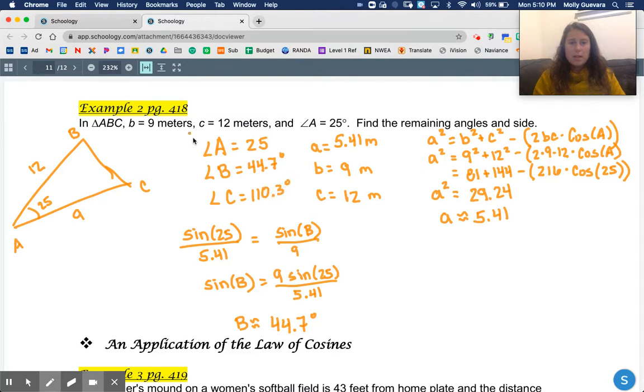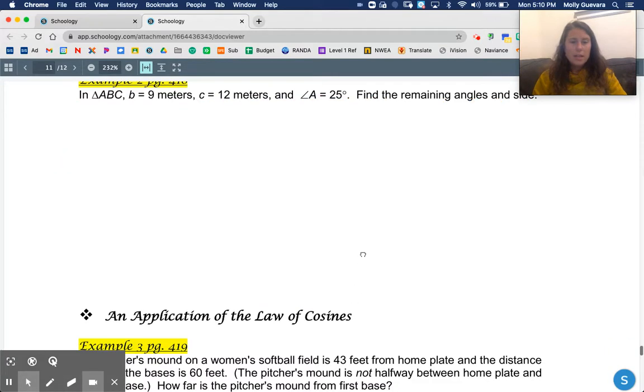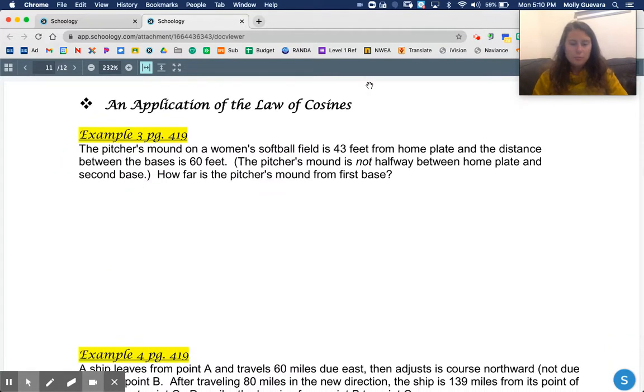And I've been able to find all the missing parts and pieces of this triangle. So a lot of the times with law of cosines, you have to do law of cosines, but then in order to keep going, you'll have to go back to the law of sines. So just keep that in mind that you can use both. Okay, let's look at an application problem.